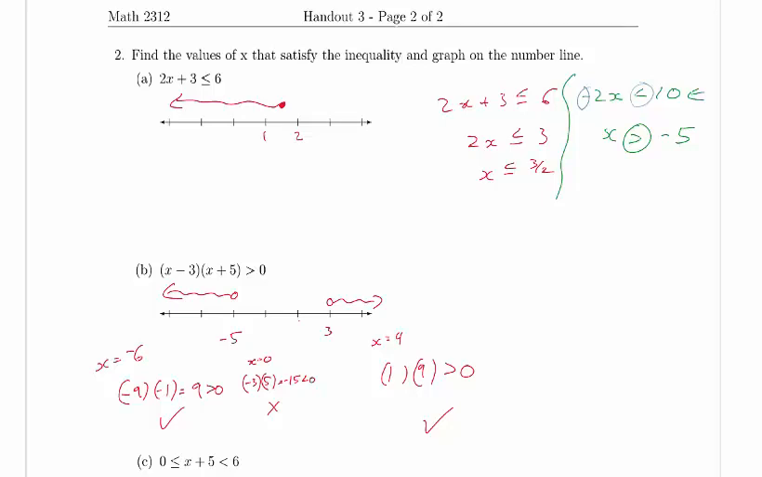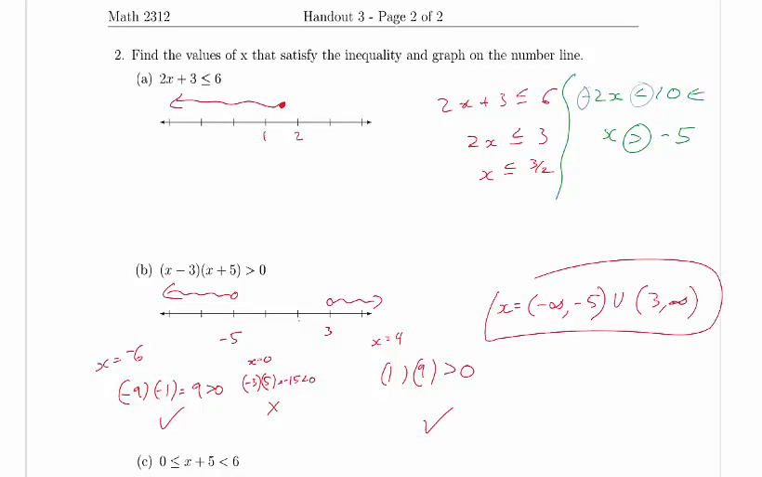Let's write this in interval notation. And so we'd say x equals negative infinity to negative 5, parentheses, union, 3 to infinity. And that's it. Okay. Next one.